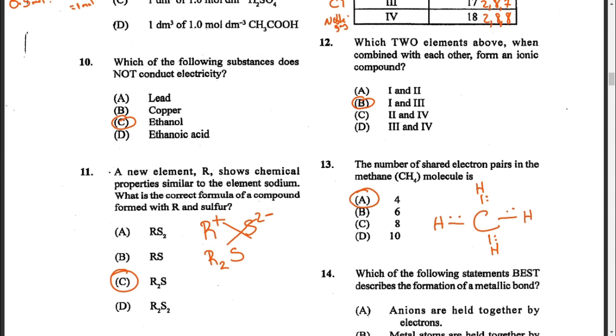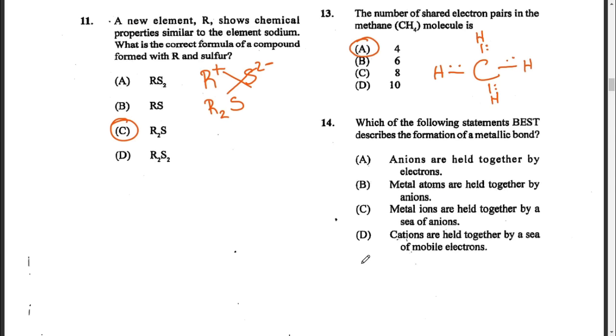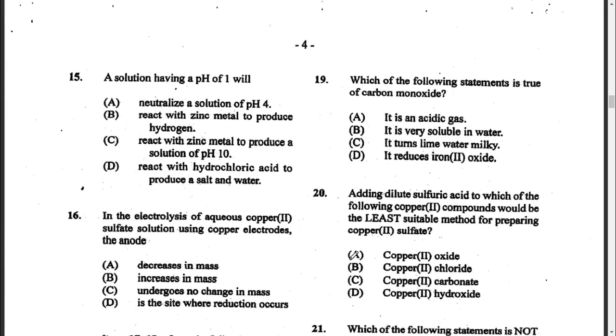Okay. 14. Which of the following statements best describe the formation of a metallic bond? The answer is D. Cations are held together by a sea of mobile electrons. Question 15. A solution having a pH of 1 will react with zinc metal to produce hydrogen. Metals react with acid to produce the salt and hydrogen gas.